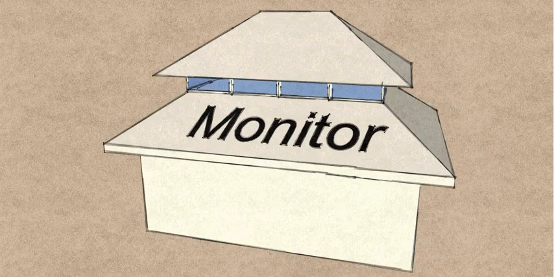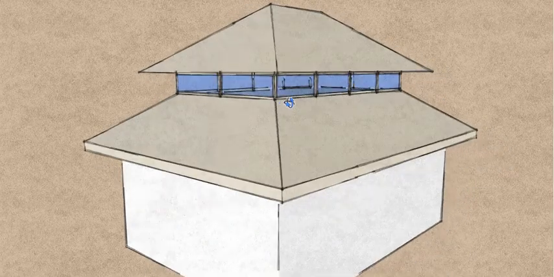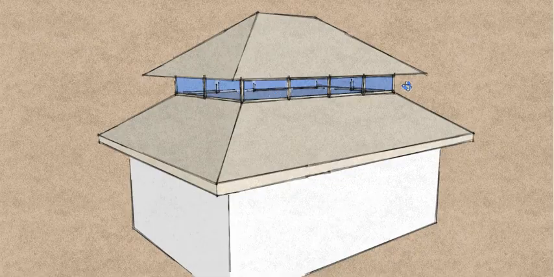The monitor, which is pretty obvious. Think about a guard tower on a prison, so you can actually have a room in there with windows, or sometimes you see them that's just left open to let light down into the building.